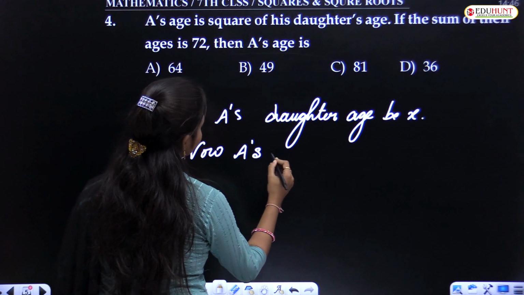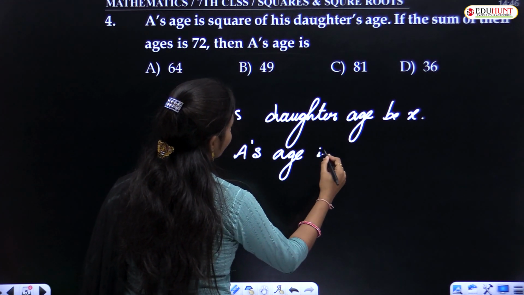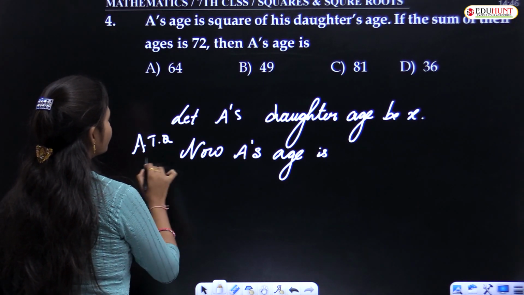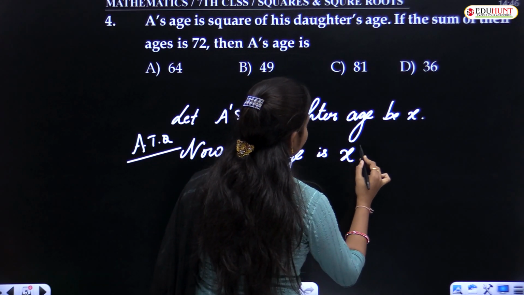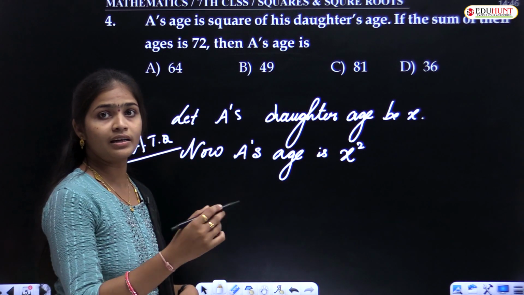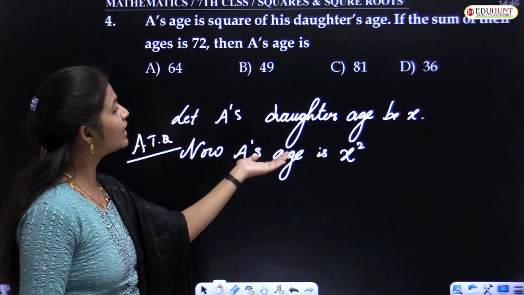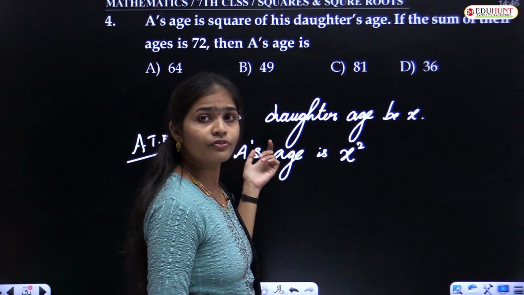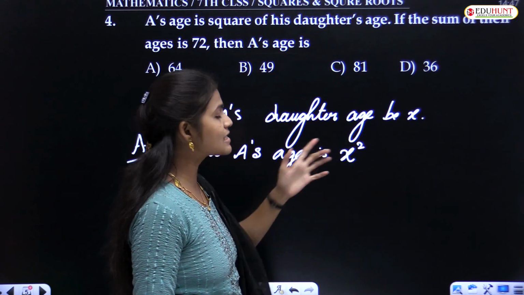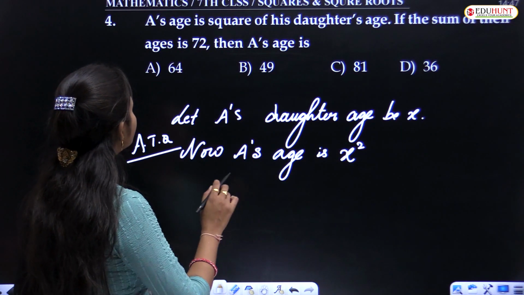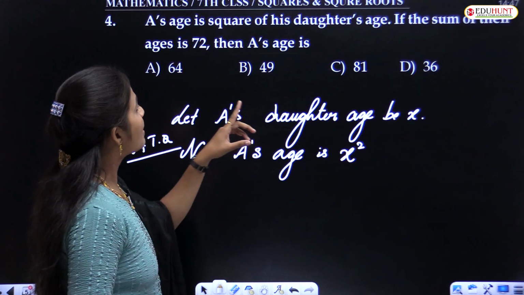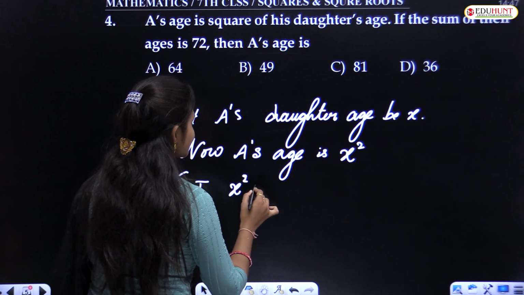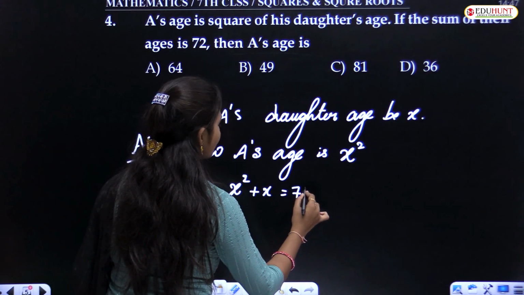Now, A's age is what they are asking. According to that question, A's age is x square. For example, if the daughter's age is x, then her father's age is x square, the square of hers, no? Now what they are asking is the sum of their ages, and it is also given that the sum of their ages means x square plus x is equal to 72.